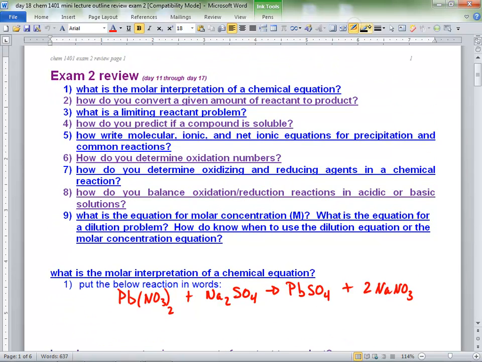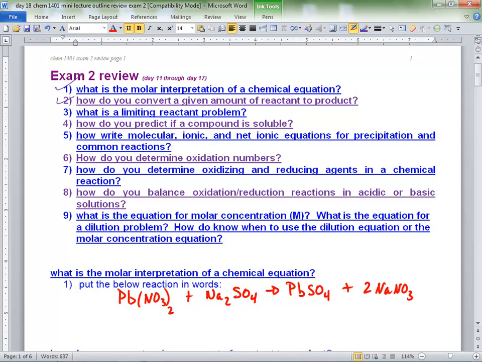So, first one. What is the molar interpretation of a chemical equation? All that is mole bridge. You give them a chemical equation, and they're mole ratios. That's the mole bridge idea.